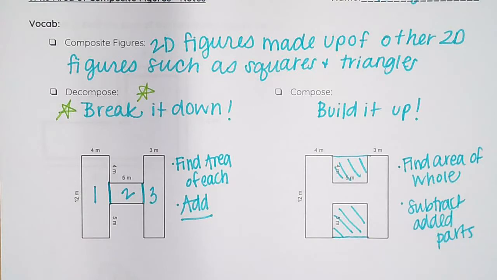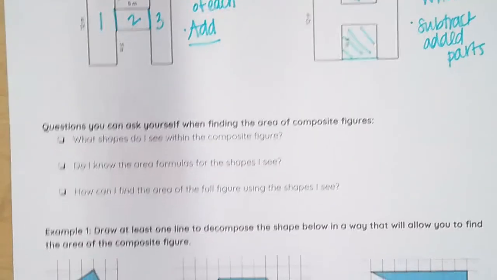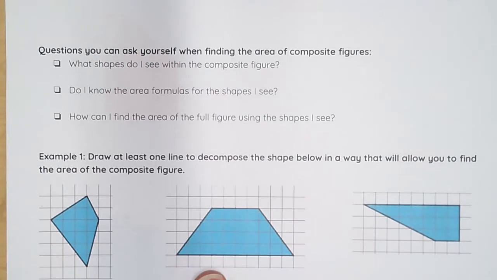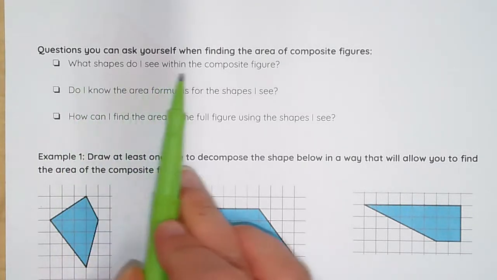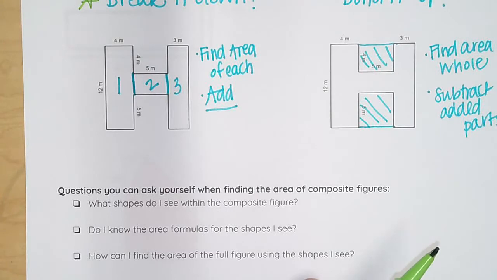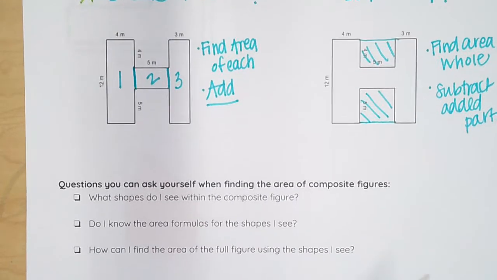All right. When we are doing this, you're going to ask yourself a couple of questions. The first is, what shapes do I see within the composite figure? So here we saw rectangles. Maybe you see triangles. Eventually, maybe you'll see circles. What shapes do you see within?